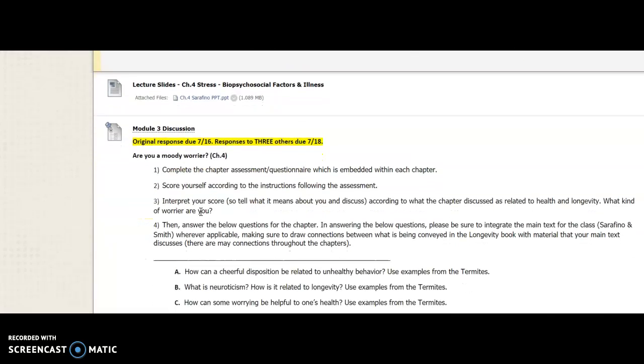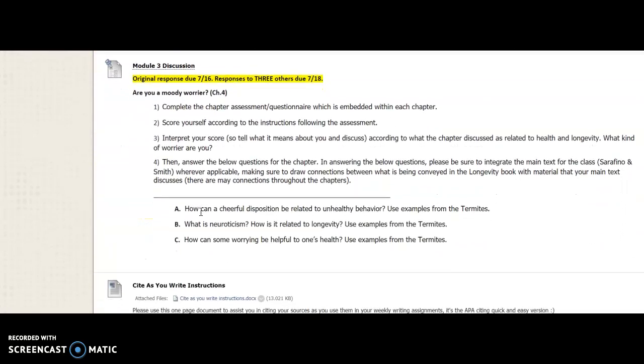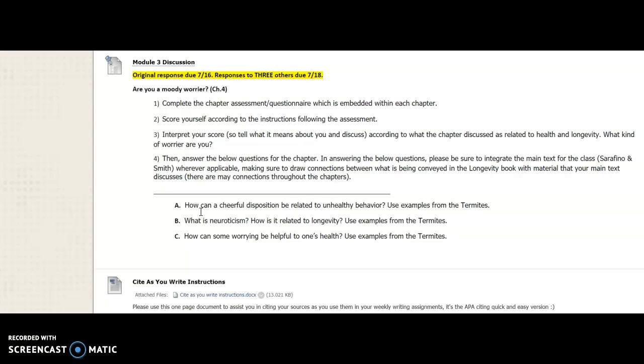Got your lecture slides here. And then we've got the discussion for module 3. Again, you're completing an assessment and taking a look at that. And then you're answering the below questions here. And they all have to do with the chapter topic in the Longevity book, which is, are you a moody worrier? So are you a worrywart? Do you worry? Do you get very moody and worried over life circumstances? And how might this hurt you?